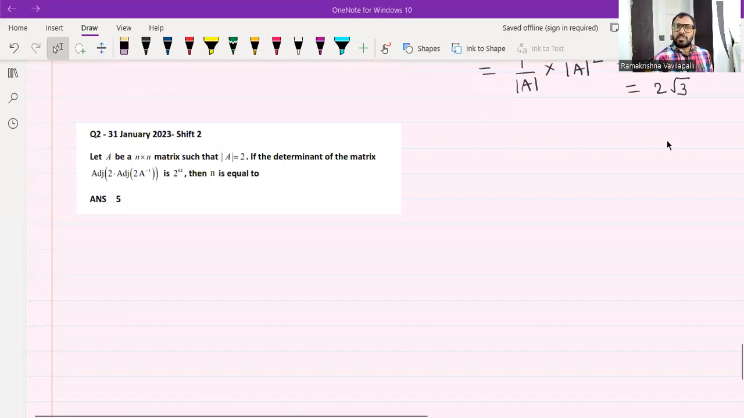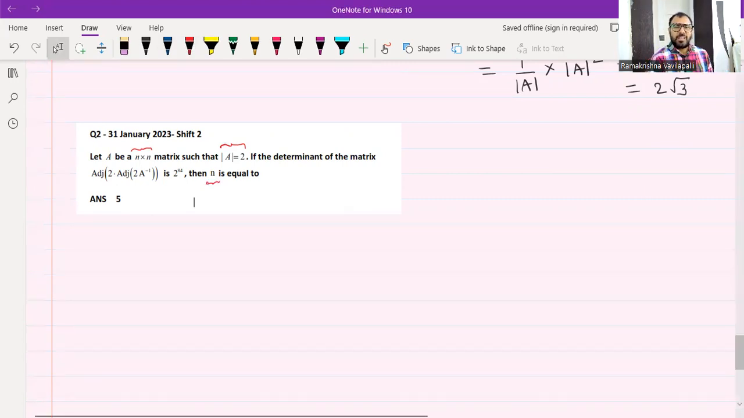So here is another question asked in January 2023. A is an n by n matrix such that det A equals 2. If the determinant of adjoint of 2 times adjoint of 2A inverse is 2 to the power of 84, then they are asking what is the value of n.